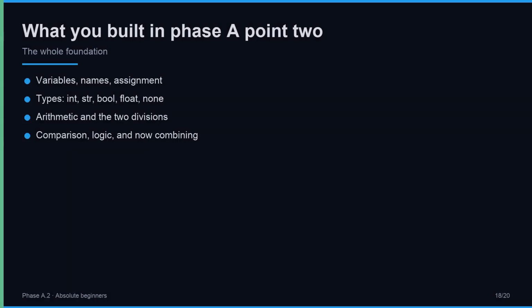Because this lesson closes phase 8.2, let us look back at the whole foundation you now hold. You can declare variables and name them well. You know the core types: integer, string, bool, float, and none. You can mix types carefully using converters. You mastered arithmetic, including the 2 divisions and modulo. You learned comparison and the golden rule of 2 equals. And now you combine all of it with logic words. That is a complete foundation for everything that comes next. Look at what you built.